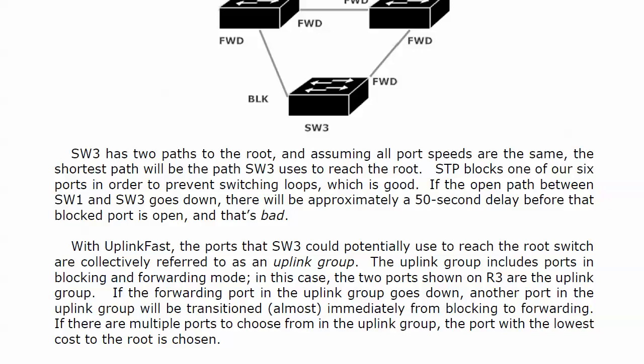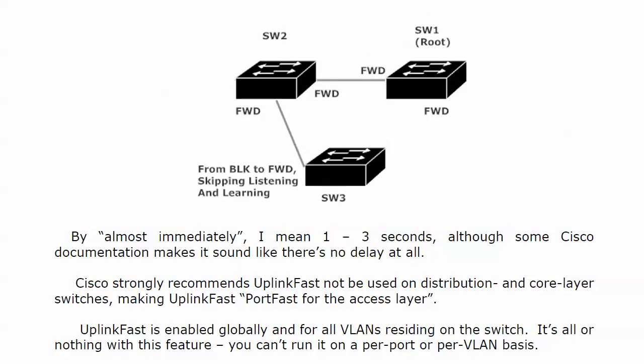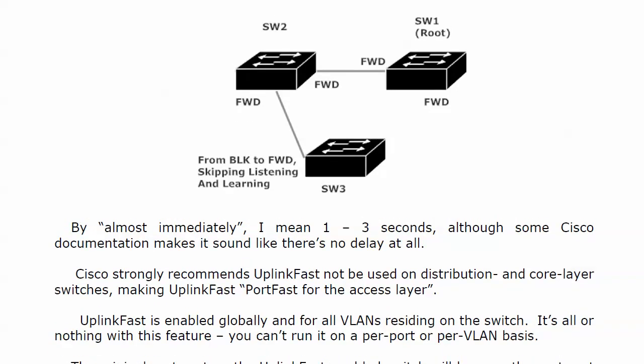Now, naturally, as you'd expect, if there are multiple ports to choose from in the uplink group, if we had a couple of backup ports here, then the port with the lowest cost to the root would be chosen. Certainly second nature to us by now. But here, this is what we have. And switch 3's link to switch 2 with uplink fast enabled is going to go straight from blocking to forwarding. It's going to skip the listening and learning stages.